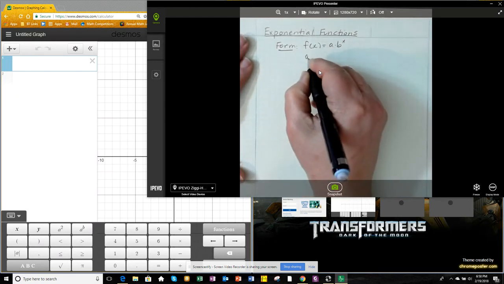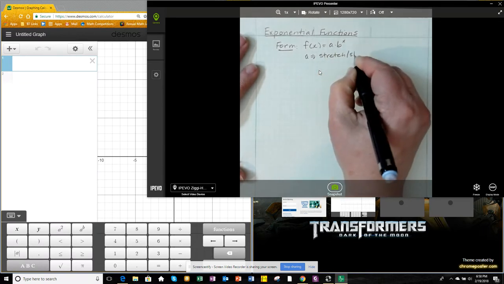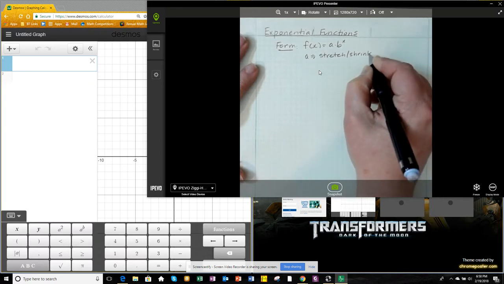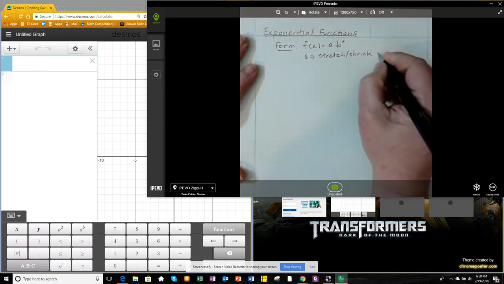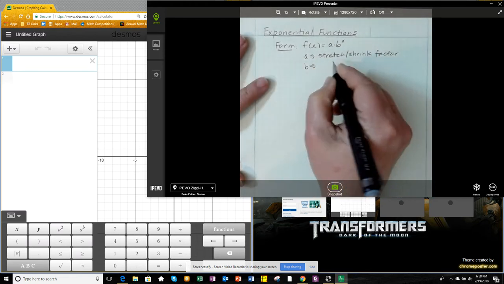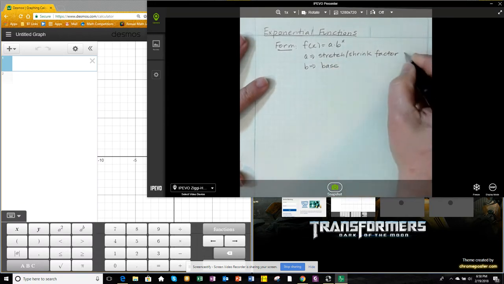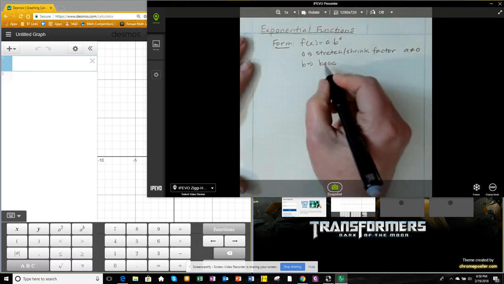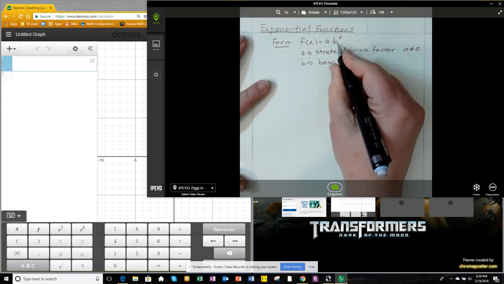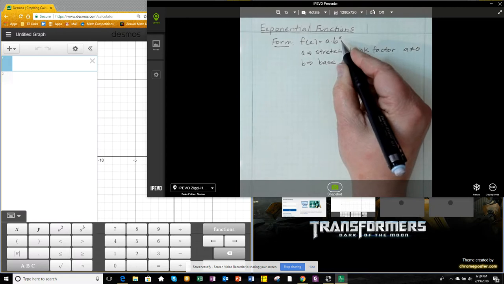where a is the stretch and shrink factor, and b is the base. And we're going to have a not equal to zero because that would be a line, that would be a boring function. And b is the base of our exponential function, and you'll notice that the variable is now in the exponent, that's why we call it an exponential function.